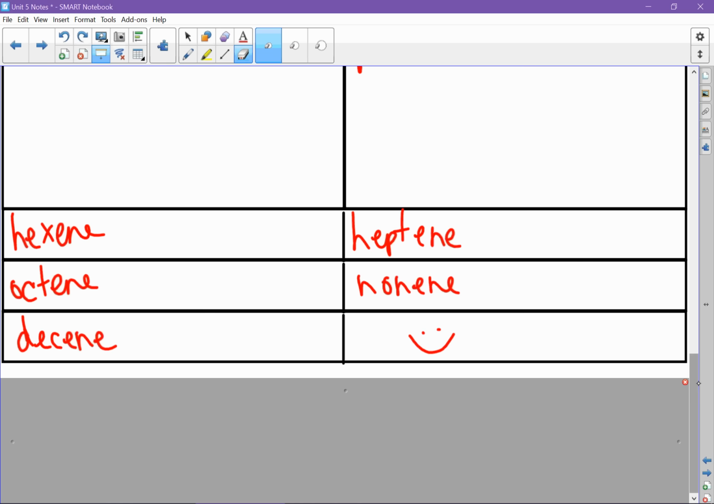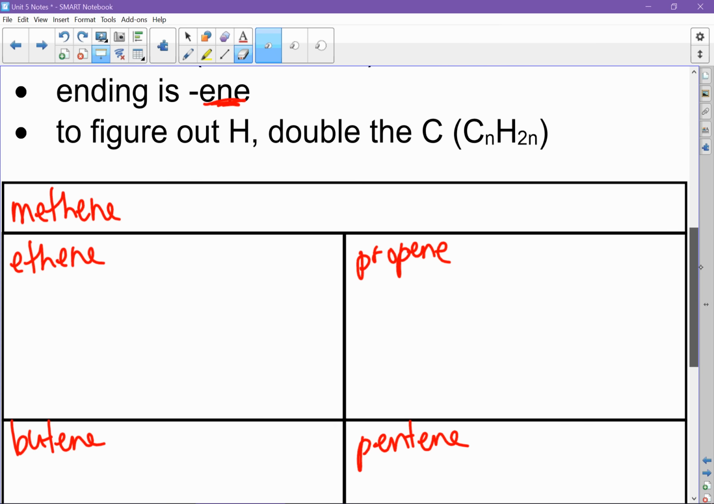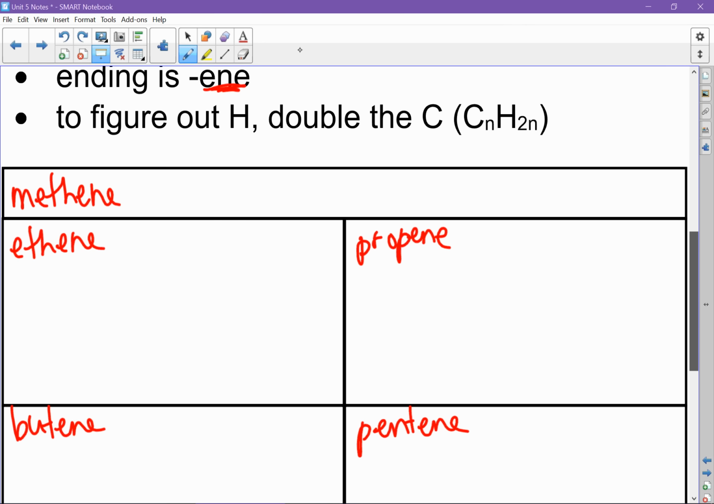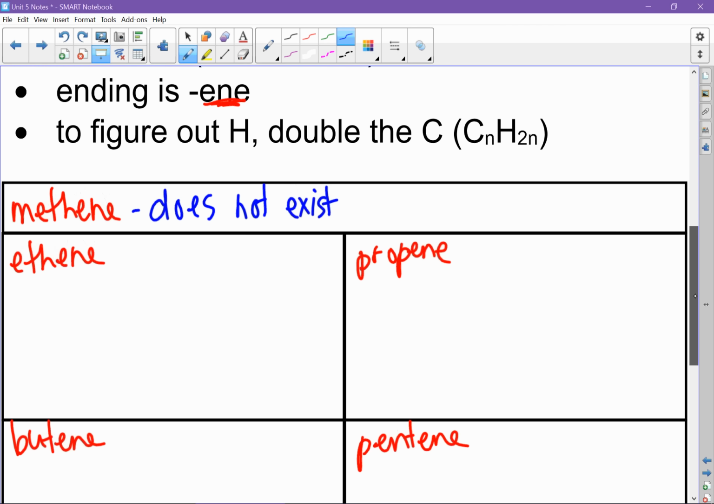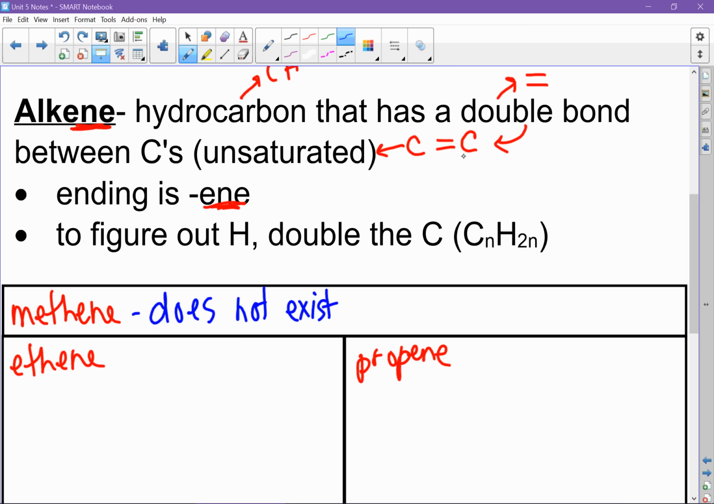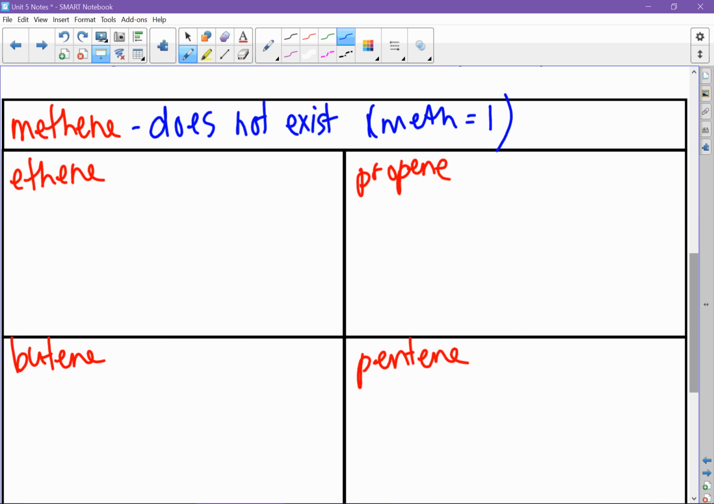Now let's see if we can come up with the formula for each one of these, okay? So the first thing is that methene does not exist. That is not a possibility. The reason why is if I want a double bond, it has to happen between 2 carbons. Meth means 1, which means I don't have 2 carbons to put the double bond between. So methene is never going to exist. We're going to work on the rest of them.